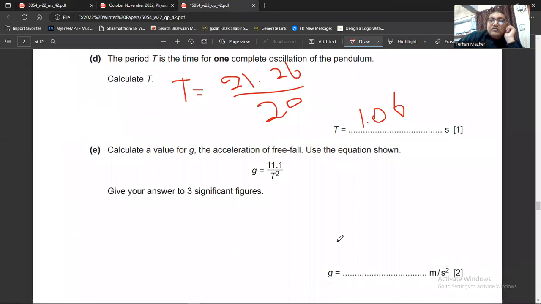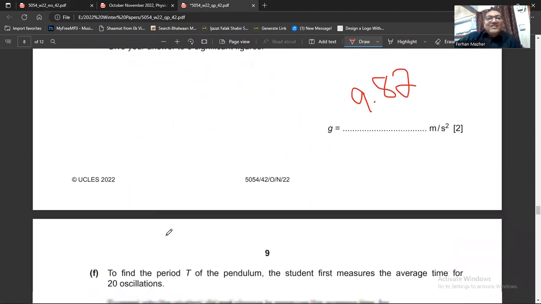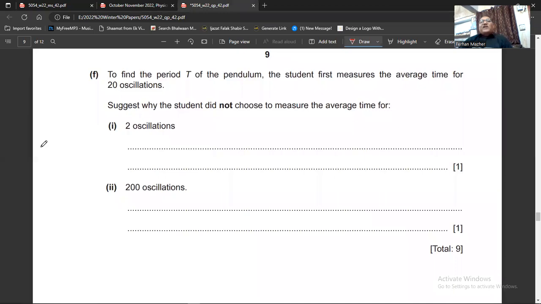9.82 is the answer. So it will be 9.82 meter per second square. Okay. F part is, he says to find the period capital T of the pendulum.